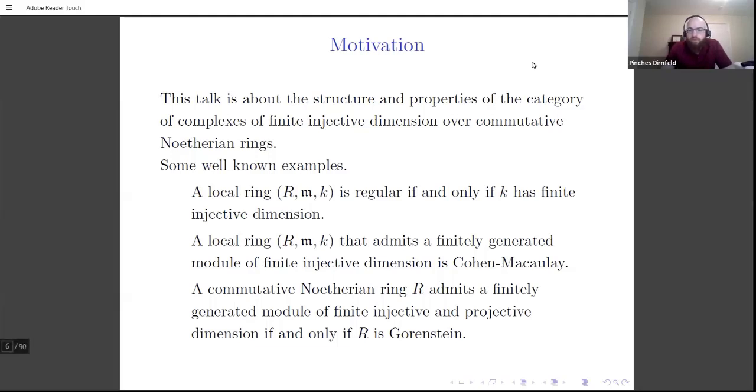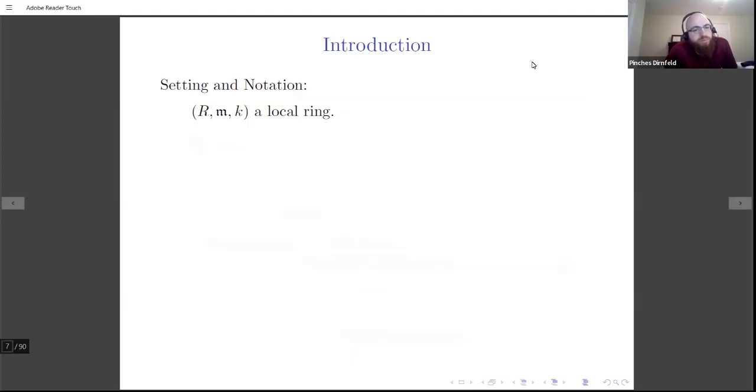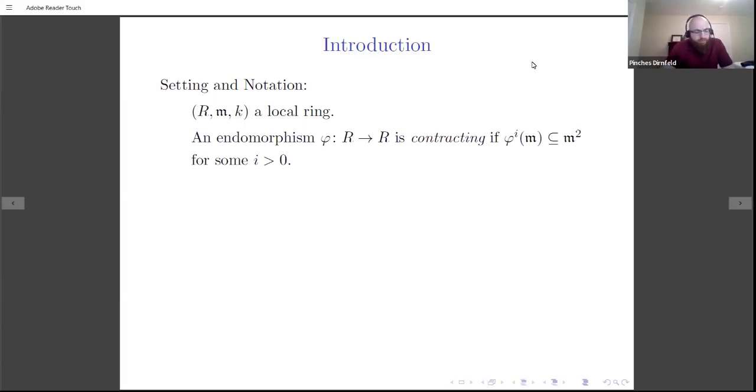All right, so I want to set up some settings and notation here. (R, m, k) will always be a local ring, which is always assumed to have unit and be Noetherian. My talk is not really about the Frobenius endomorphism, and that was a clever ruse on my part to get people interested in this. But in fact, everything I'm saying holds true for a more general class of endomorphisms.